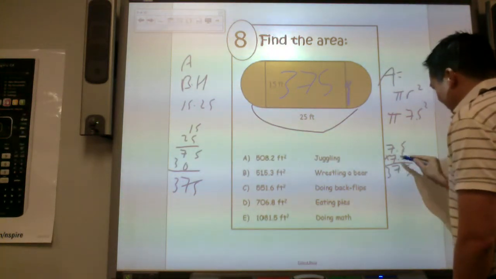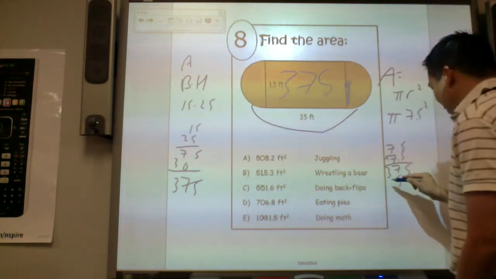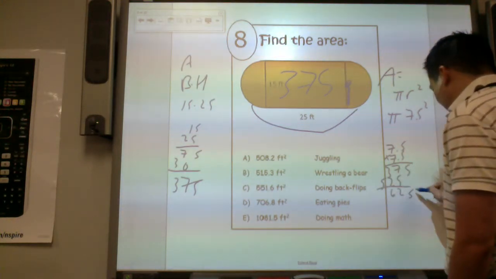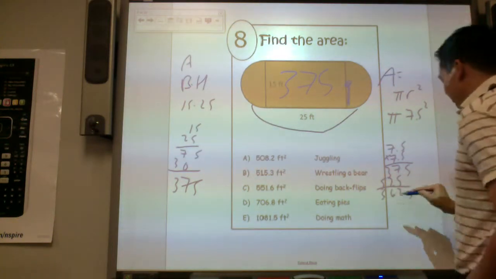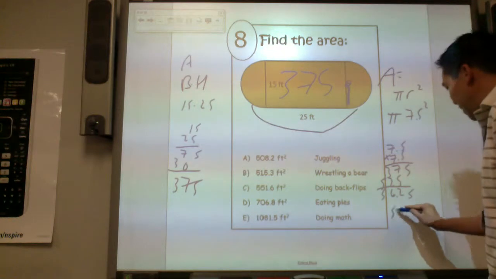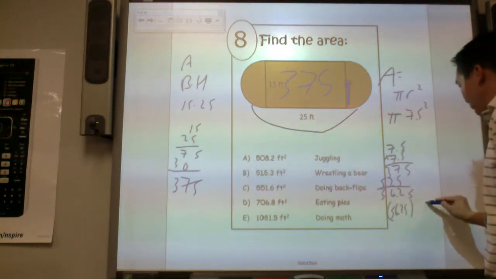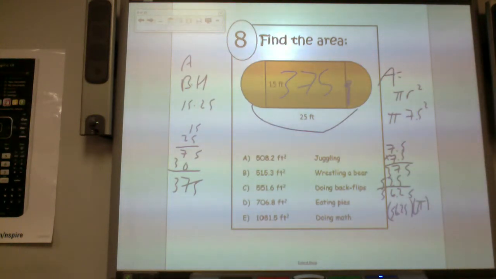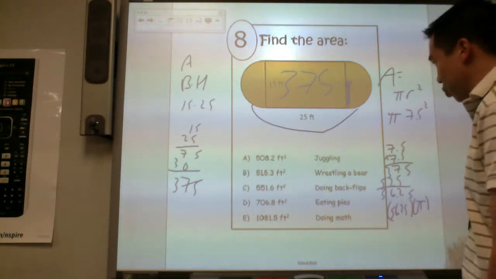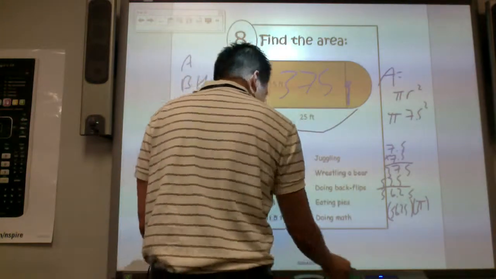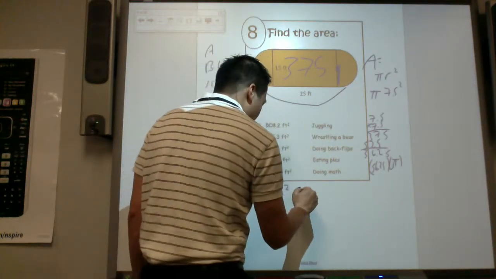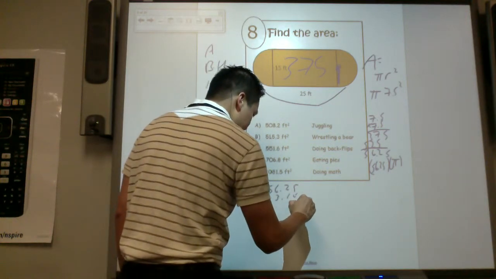35, 37, 35 carry 3, 49, 52, 5, 12 carry 1. Wait, 5, 12 carry 1, 6. Oh, 56 and 2,500. So it's 56 and 2,500 pi. Now I have to multiply that number by pi, which is 3.14. Extend the page. So 56 and 2,500 times 3 and 1,400.